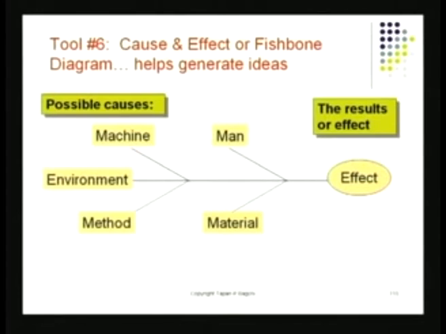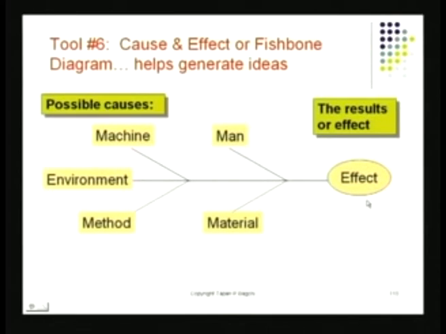I have the effect on the right hand side. I've got possible causes. This tool is used for brainstorming also. So you've got categories like machines, man, environment, method, and material. There could be man-related factors that could be causing that effect, machine-related factors, environmental factors, or method factors, or materials. This is a real easy way to generate ideas what might have caused that problem there.